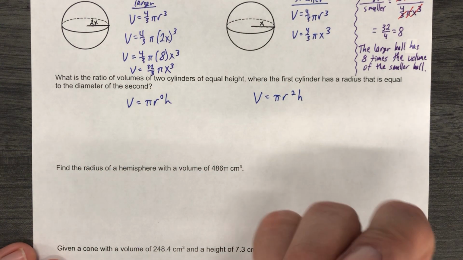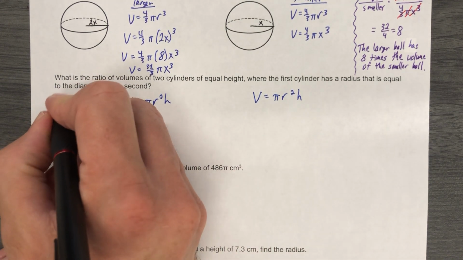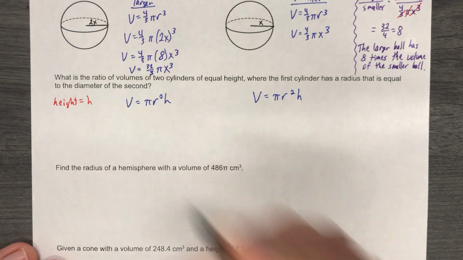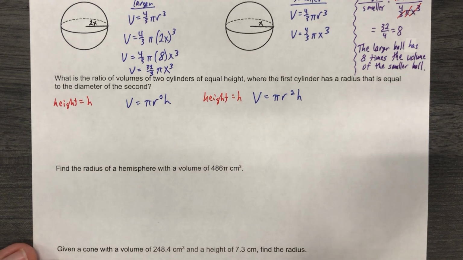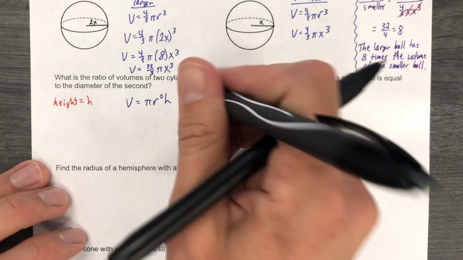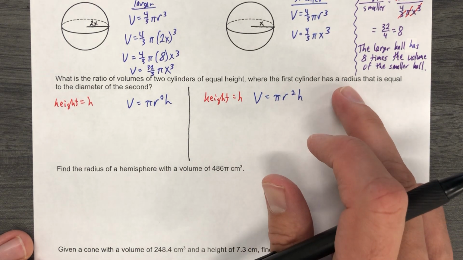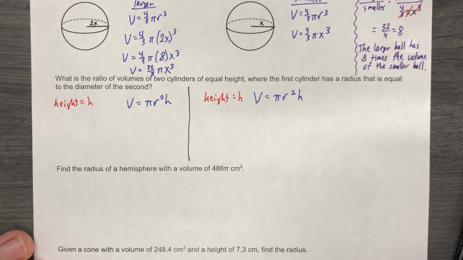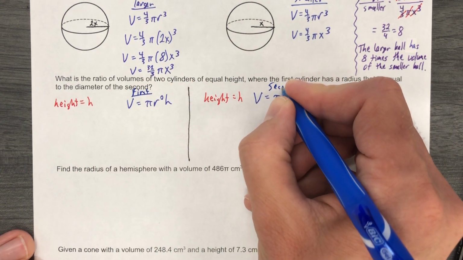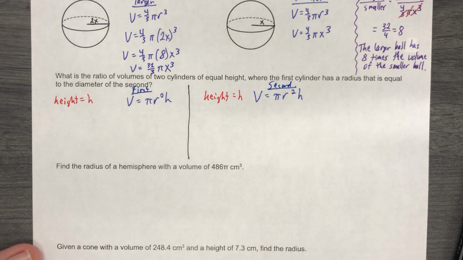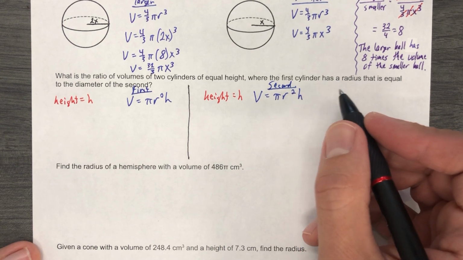Doesn't matter what I pick for the height. I'm just going to let the height be h. Okay, well that means this one's also h. I could let it be y, I could let it be whatever variable I want it to be. Let's separate these two cylinders. Here's the first cylinder, here's the second. The first cylinder has a radius that is equal to the diameter of the second. Actually, let's say first cylinder, second cylinder. First cylinder has a radius that is equal to the diameter of the second.